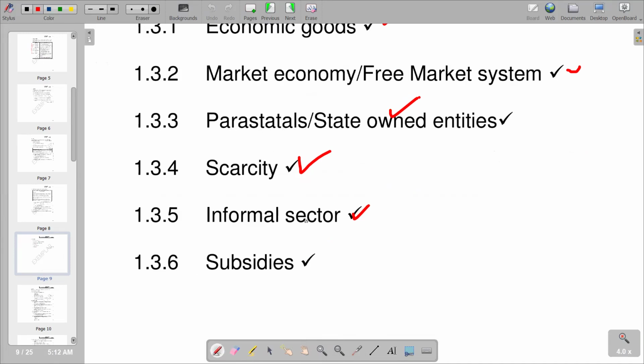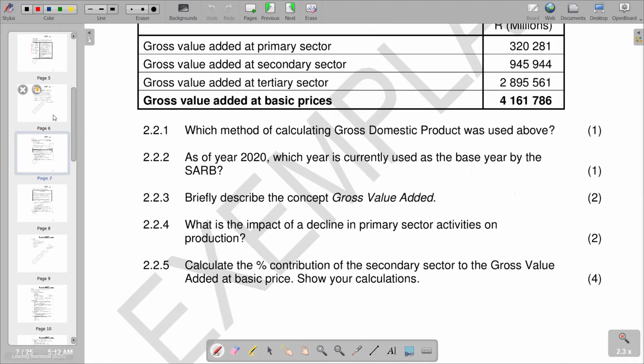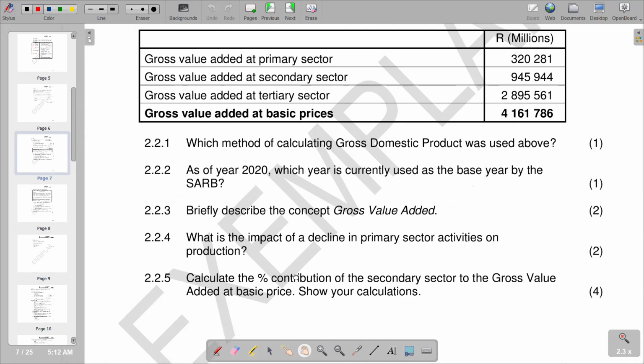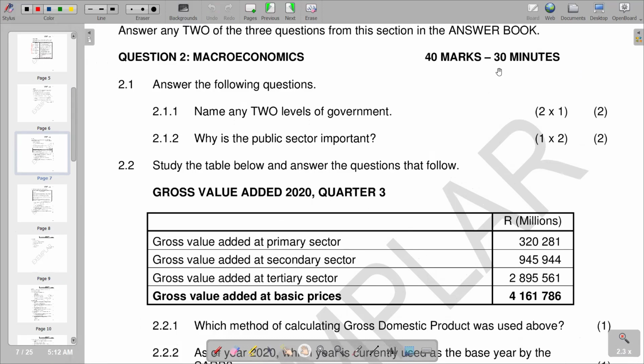And this marks the end of our question one. Remember, our question one was supposed to be compulsory, and it has a total of 30 marks. So with that, we can move on to the second part of our question, which is going to be our question two. So moving on to our question two, you'd see that our question two is on macroeconomics. It consists of 40 marks, and requires you to spend on average 30 minutes.